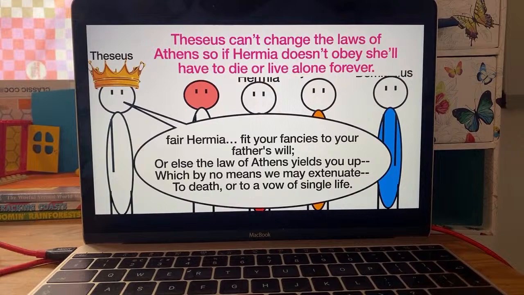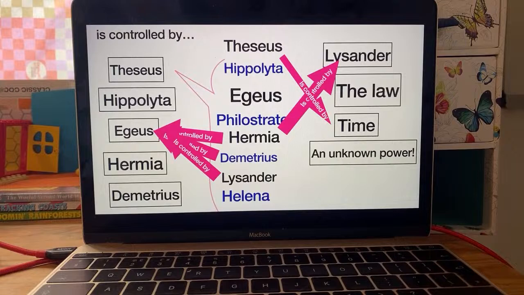forever. Whew, right, there's a lot more control being mentioned. This is still only the first scene. We're not going to do every scene. Have we learned anything else about who is being controlled by who? We hadn't mentioned Helena, had we? Who's Helena being controlled by? I reckon Demetrius, eh? That's all we've heard. "She devotes, devoutly dotes, just in idolatry on him."